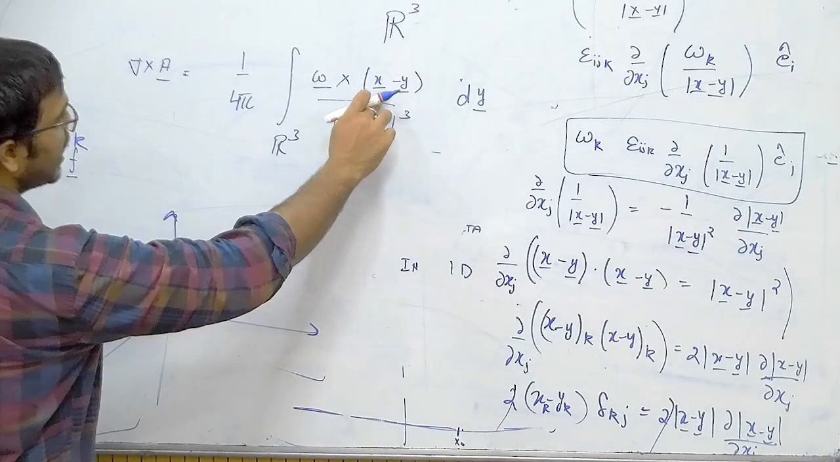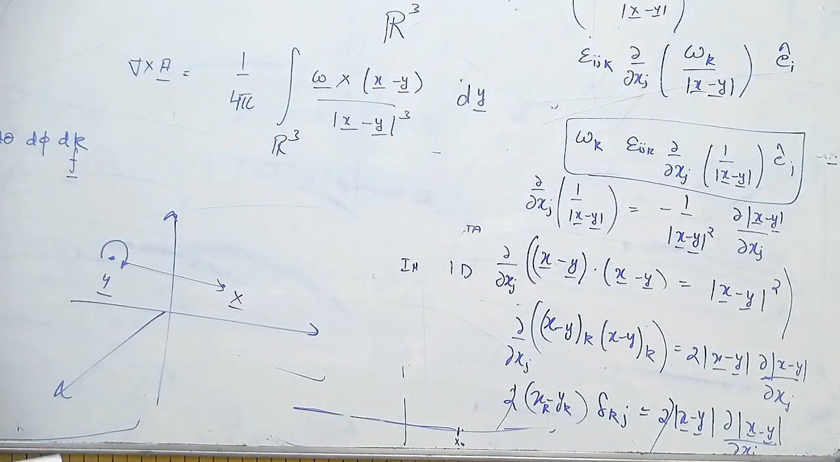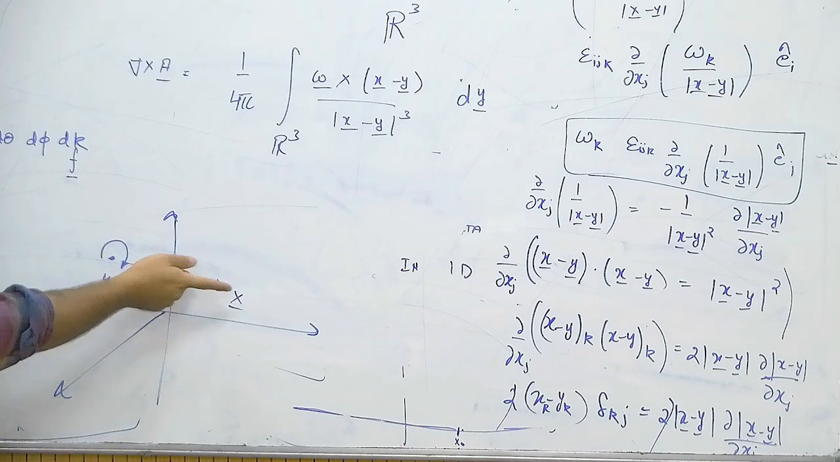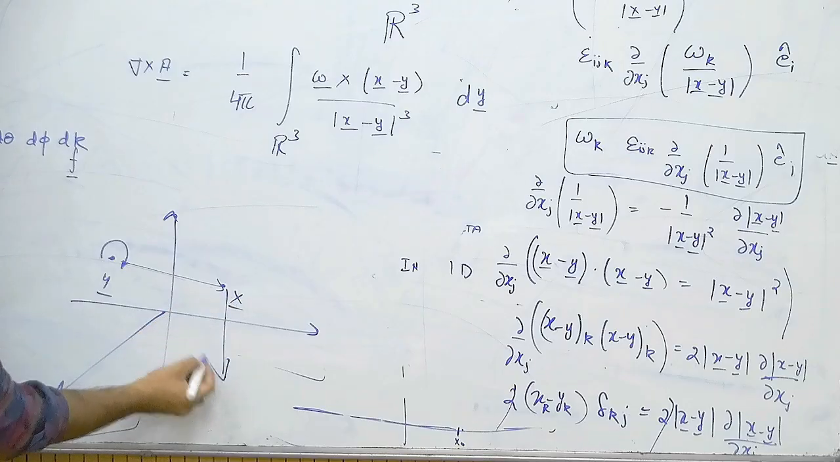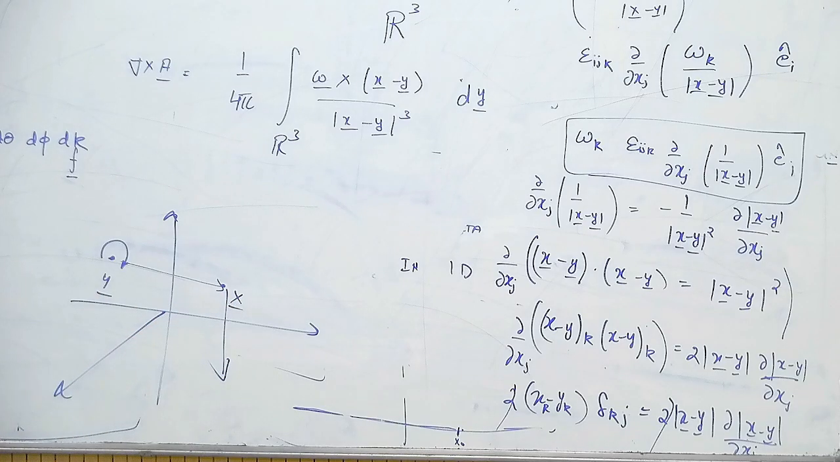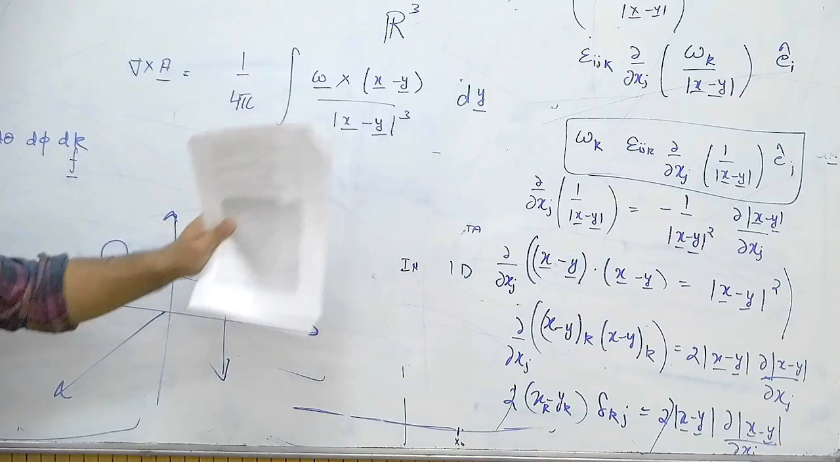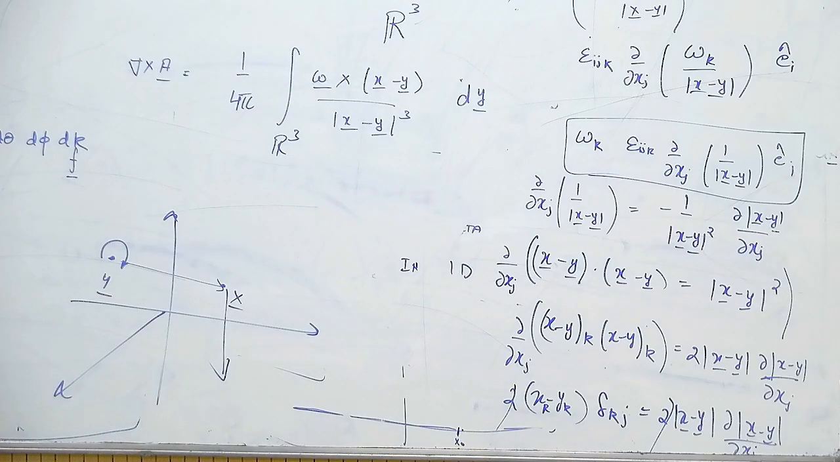So, this is omega cross x minus y. If your omega is coming out of the board, x minus y is this vector. No, sorry, omega is going inside the board, not out of the board. Omega is going inside the board, and x minus y is this vector. So, you expect that the velocity is going to be like this, very intuitive. This is what your omega cross x minus y is giving you.